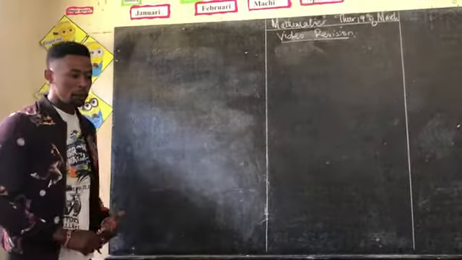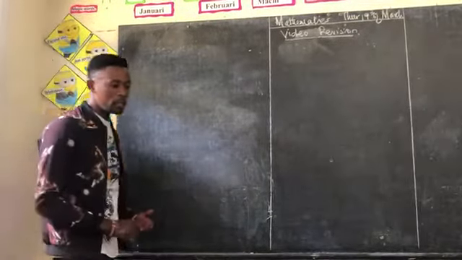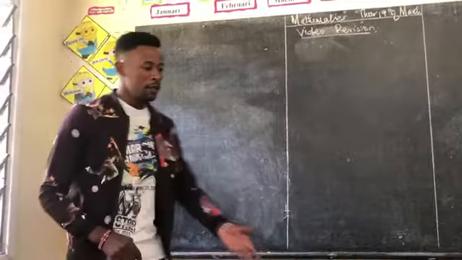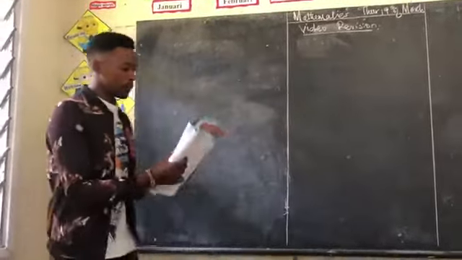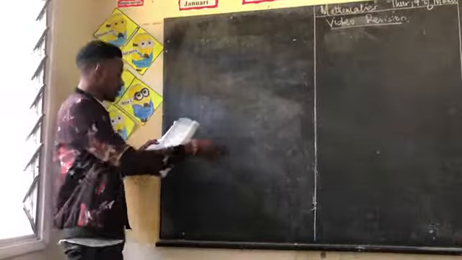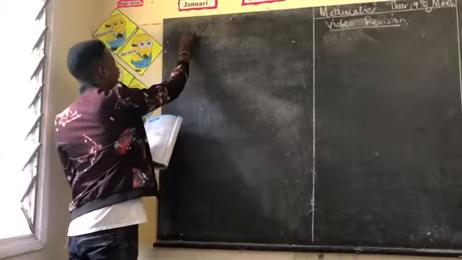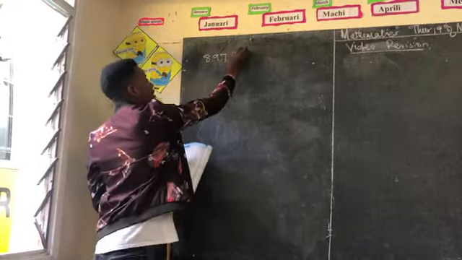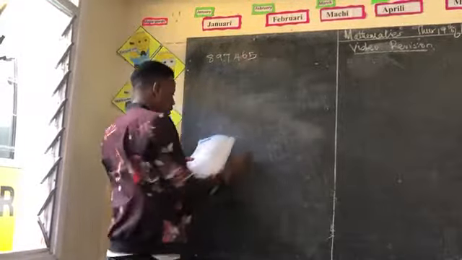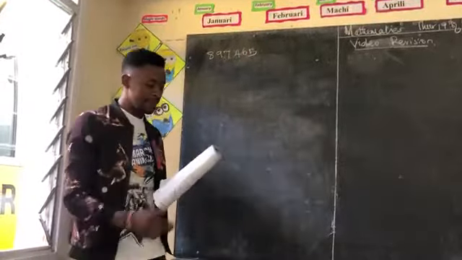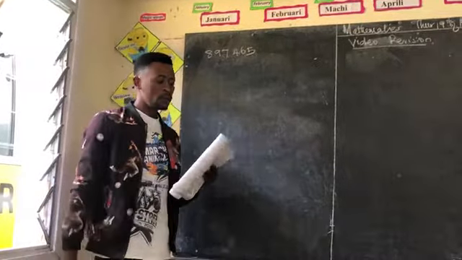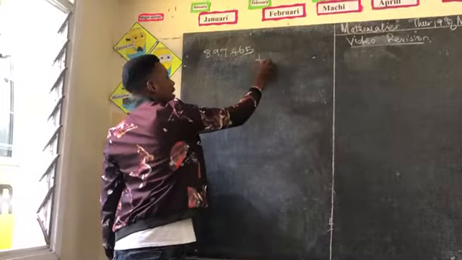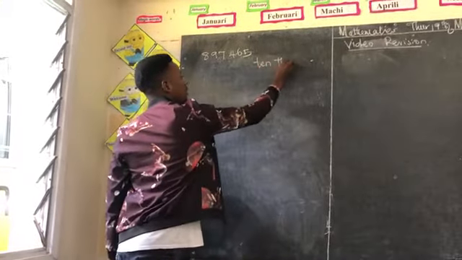So straight to number one. Number one was about rounding off to the nearest thousand. You're supposed to round off 897,465. You round off to the nearest 10,000. So, being told to the nearest 10,000.